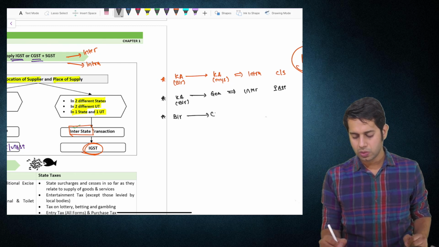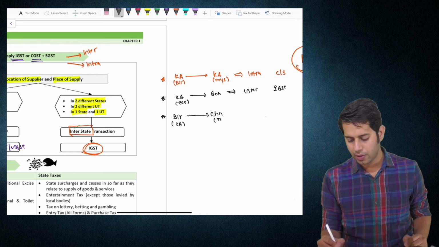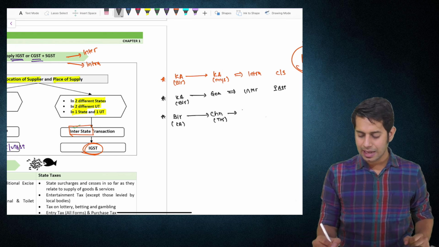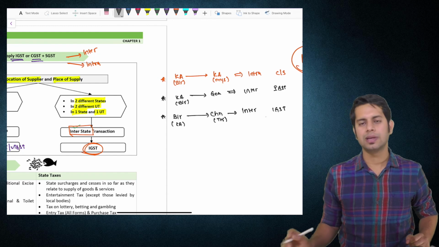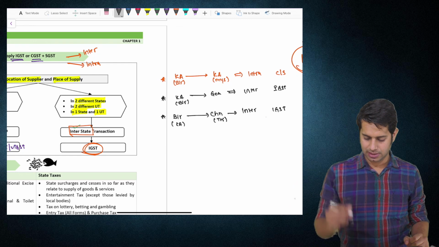A supply has been made from Bangalore to Chennai, meaning from Karnataka to Tamil Nadu. Sir, if a supply has been made from Bangalore to Chennai, it is an interstate supply. I will have to levy and collect something called IGST.